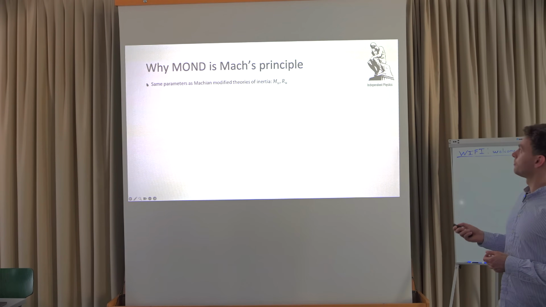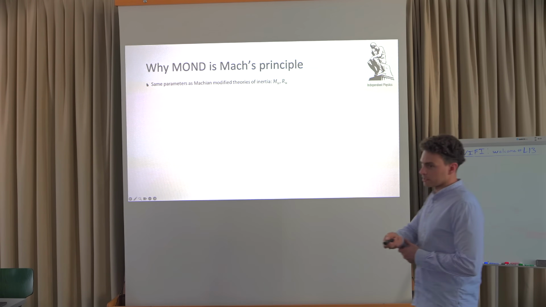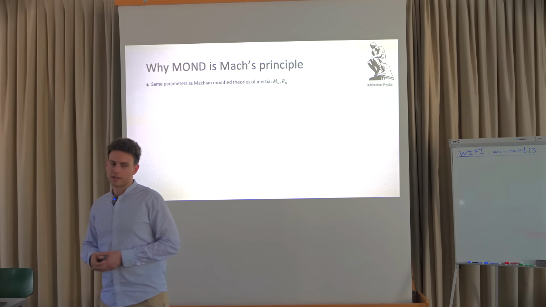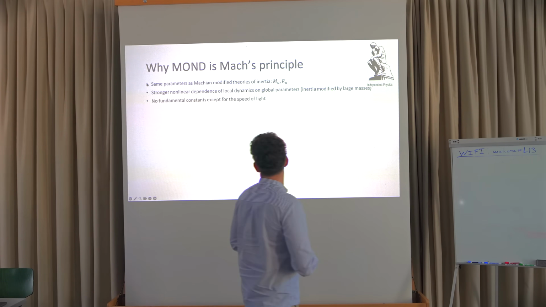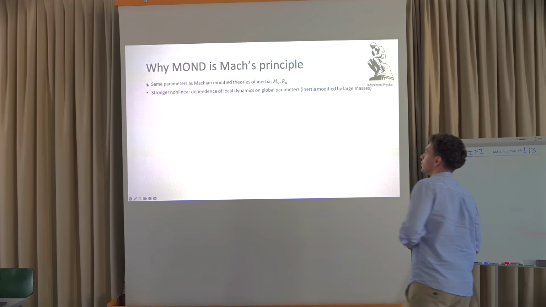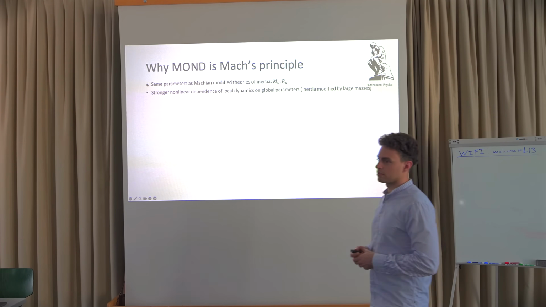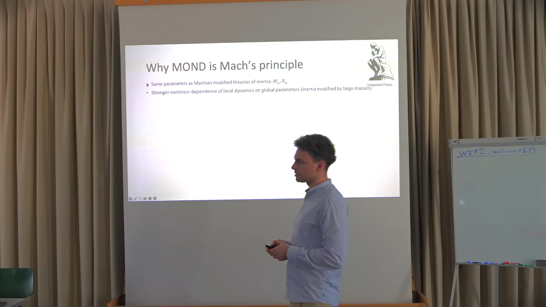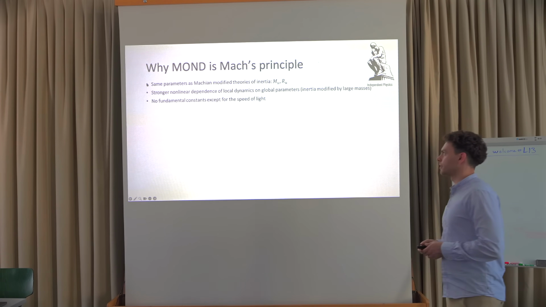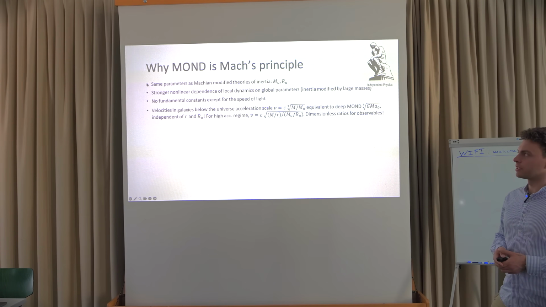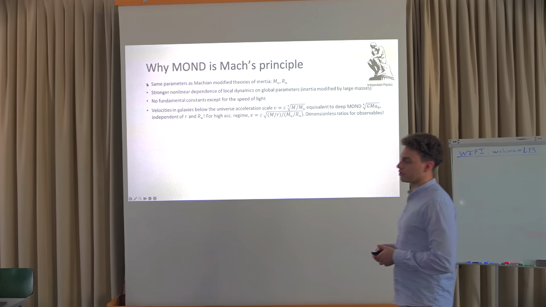Well, first, you can reformulate it and it works the same way with the mass and radius of the universe. These parameters appear in all the Machian theories unifying gravity and inertia. You get a stronger nonlinear dependence of local dynamics on the global parameters through the field intensity, not just the potentials, as you guys do, but also the field intensities. You don't have fundamental constants except for the speed of light. And I'm going to show you now the equations you get for the velocities.